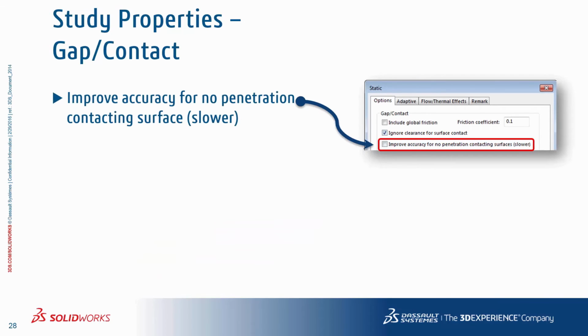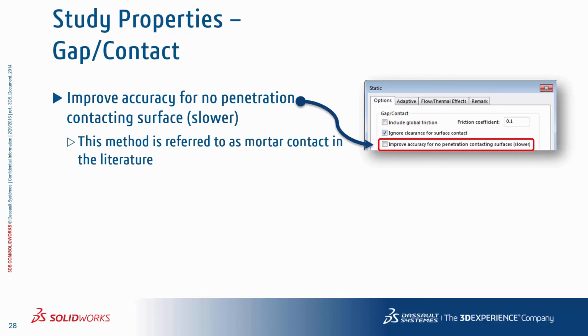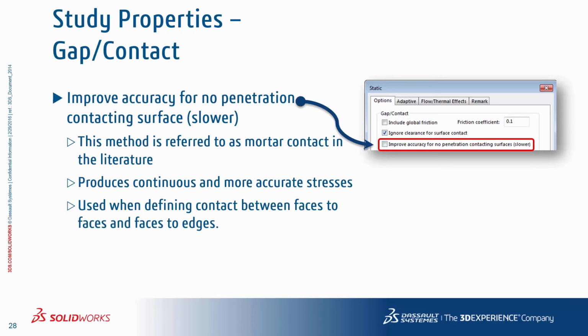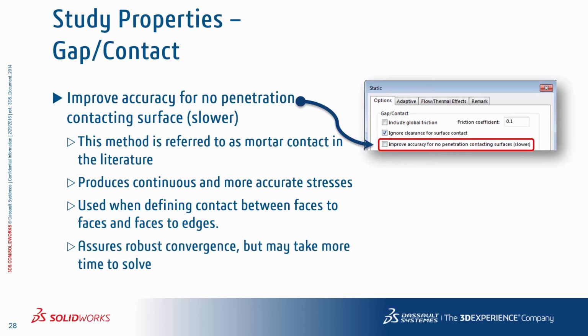The last one is improving accuracy for no penetration contacting surface, which actually results in the solver slowing down a little bit due to the fact that it's solving more constrained equations to enforce that no penetration contact. So this type of method is referred to as a mortar contact in the literature. It produces a more continuous and more accurate stress with the option checked, and it's really used when defining contact between faces or between a face and an edge. Bottom line is it actually assures robust convergence, but may take a little bit more time to solve.